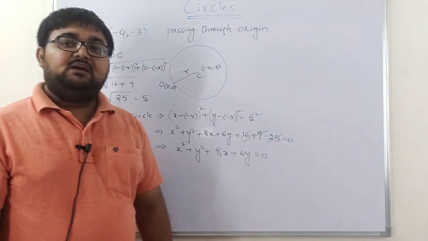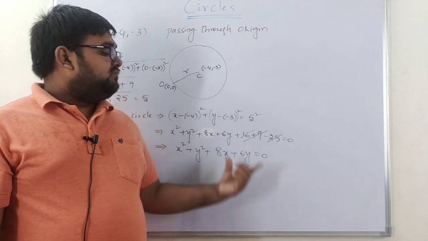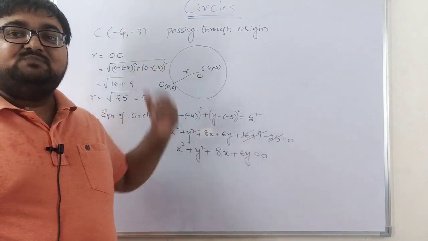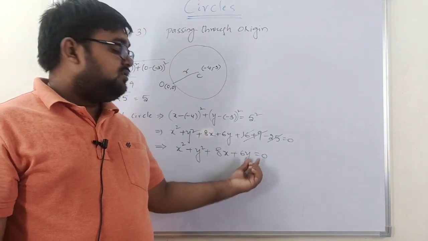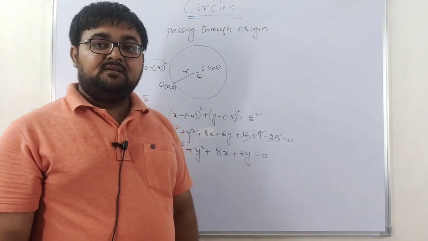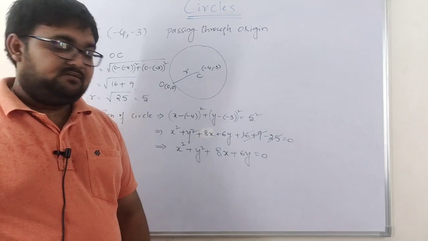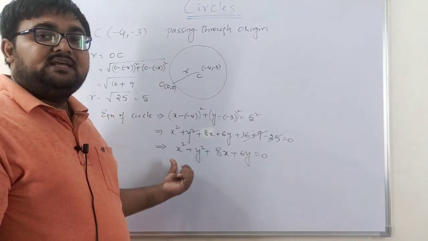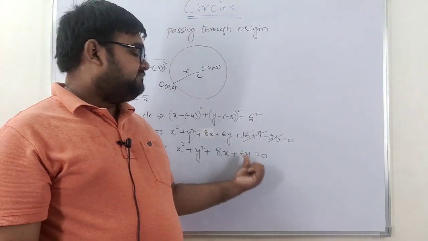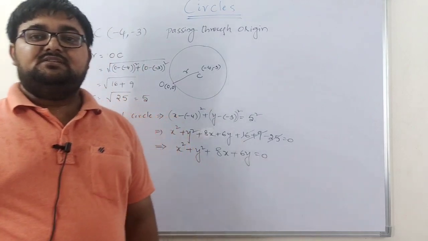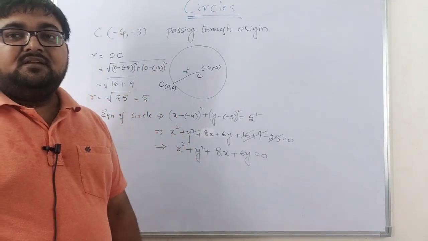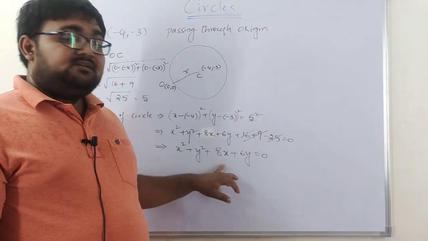So we have already discussed this, right? When a circle is passing through the origin, its constant term will be missing. If you observe clearly, here we don't have any constant. So the answer is x² + y² + 8x + 6y = 0. So the equation of the given circle is nothing but this.